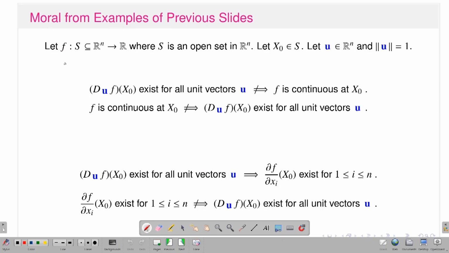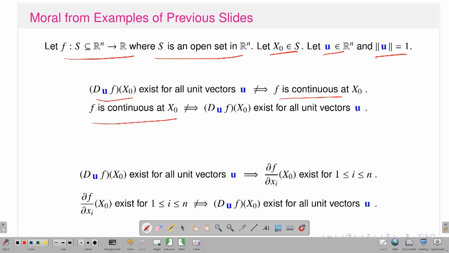This is the moral from the earlier examples in my previous slides. Let f be a function from a subset of Rn to R, S an open set in Rn, x naught a point in S, and take a vector u in Rn with norm 1, that means unit modulus. Then the existence of the directional derivative of f at x naught in all directions u does not imply the continuity of f at x naught. The example I have seen says that the directional derivatives at the point exist in all directions, however, my function is not continuous.